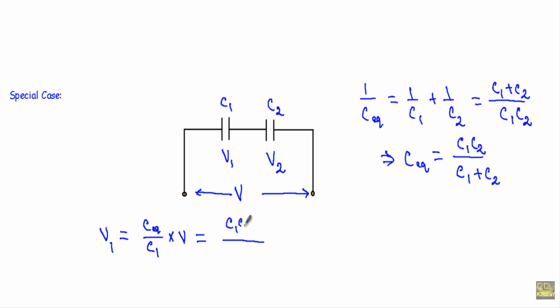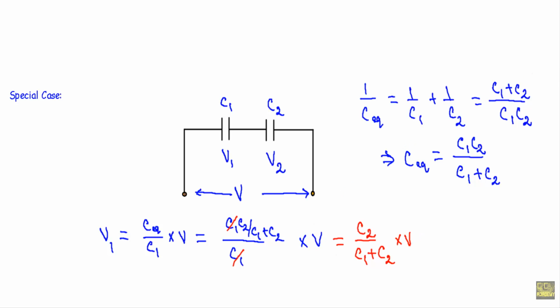Here our C equivalent is given by C1 into C2 divided by C1 plus C2. In the denominator I will get C1 and I will multiply this fraction with V. See, this C1 and this C1 will get cancelled. Therefore here I will get C2 divided by C1 plus C2 into V.